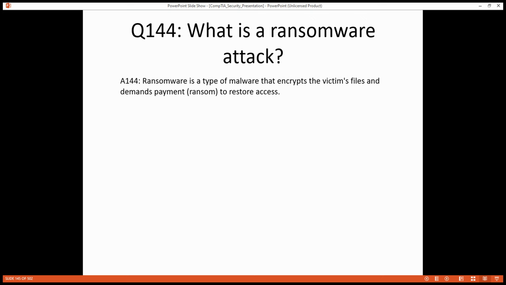Q144. What is a ransomware attack? A144. Ransomware is a type of malware that encrypts the victim's files and demands payment, ransom, to restore access.